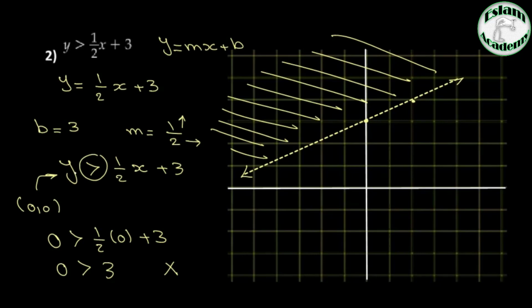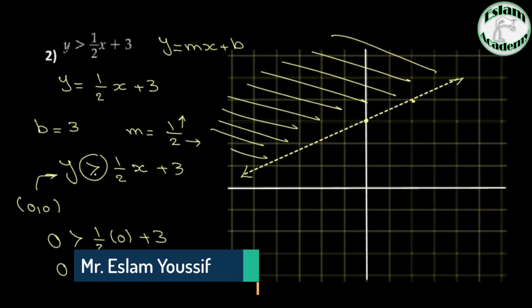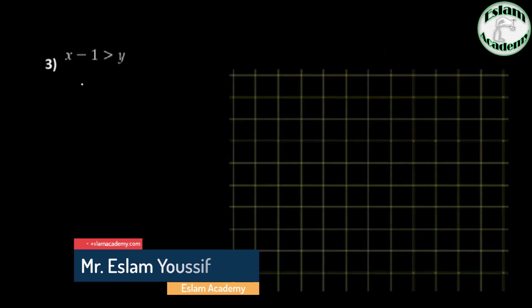If you look at y, you will find that y is positive and the sign here is more than. It means you will shade the part which is above the line. If y is positive and more than, you will shade the part above the line. As y is positive and the sign here is less than, it means you will shade the part which is below the line.